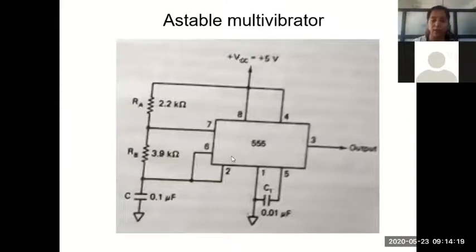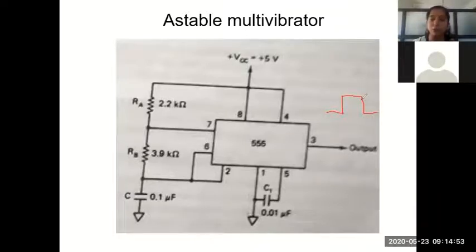The astable multivibrator. So the second type of multivibrator circuit, which can be designed using 555 timer, is called astable. As the name indicates, astable means it's a circuit which doesn't have any stable states. So it has more than one state. In the sense, the output will have two states. So it will have the 0 state and the 1 state, but both of them are not stable states.